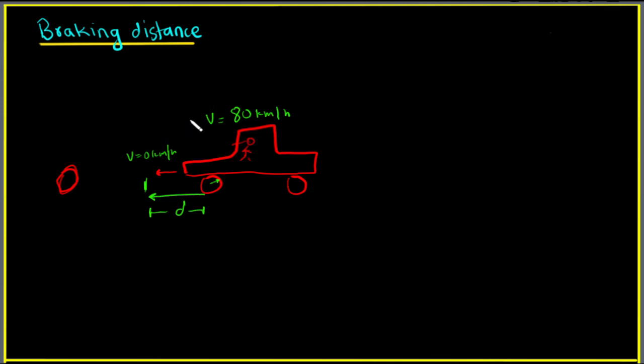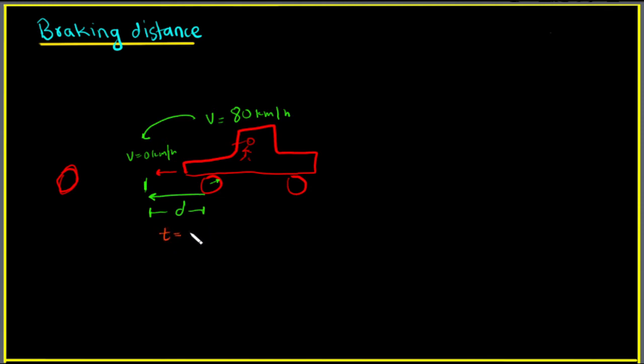So its velocity decreases from 80 kilometers an hour to 0 kilometers an hour, and it travels the distance d. You're also able to calculate the time that it takes for the car to decrease its speed from 80 kilometers an hour to 0 kilometers an hour. That time period is, for example, time t, which we're going to denote.